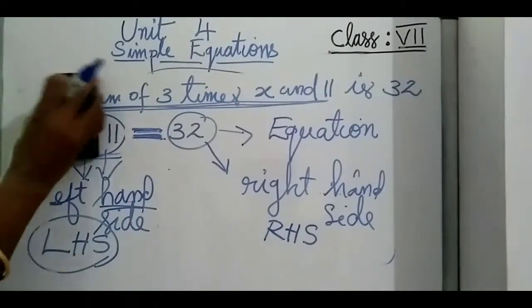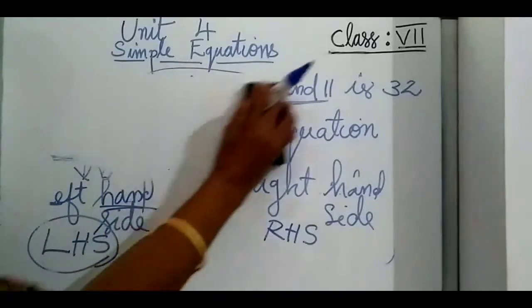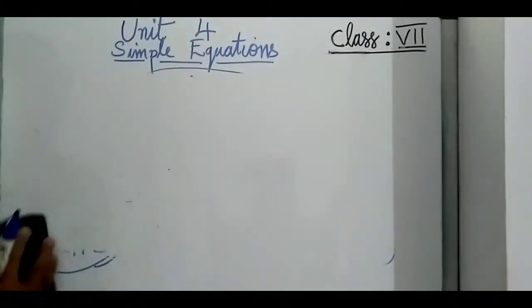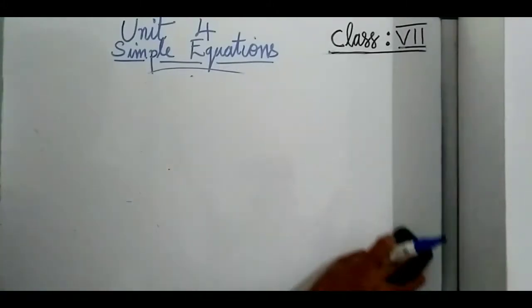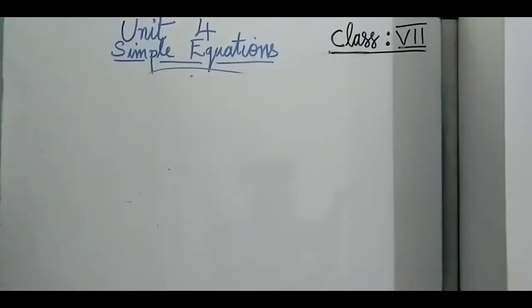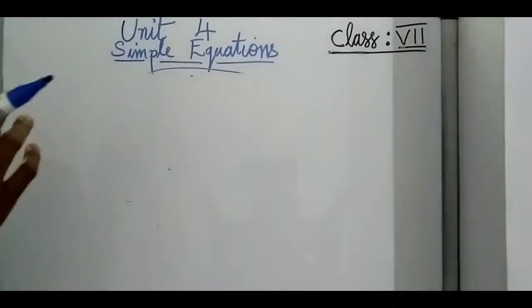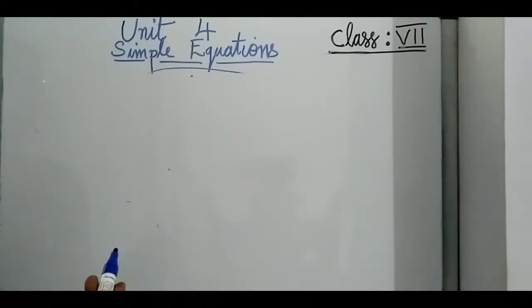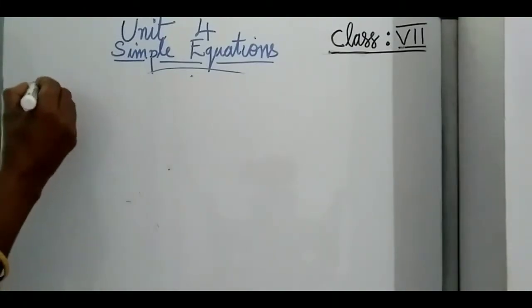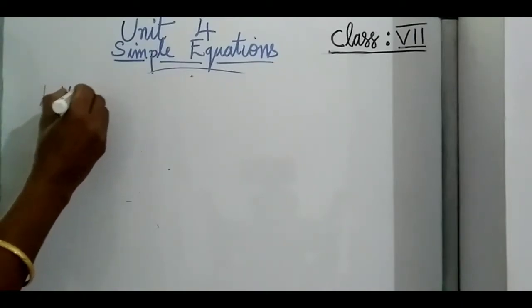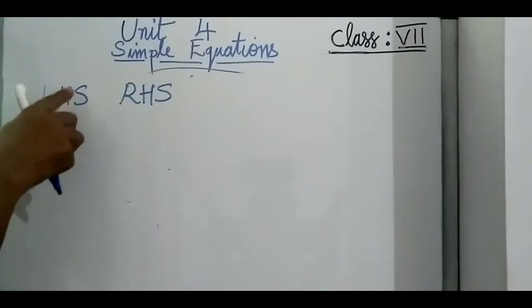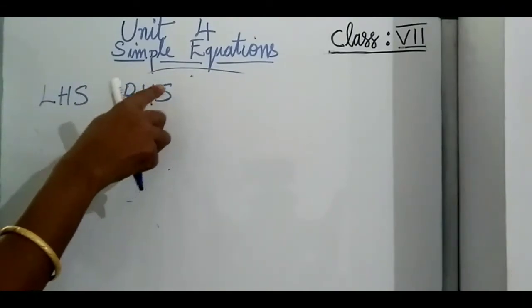Then next one. So now we have learnt about algebraic expressions, what a variable is, and what an equation is. If an algebraic expression has an equal sign, then it changes into an equation. An equation has two sides, LHS and RHS. The full form of LHS is left hand side. This is the right hand side.